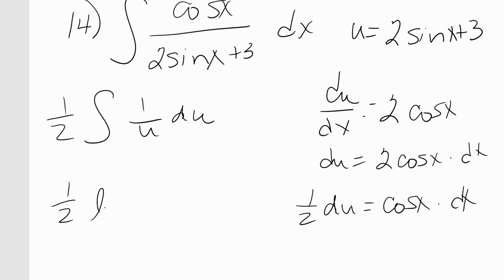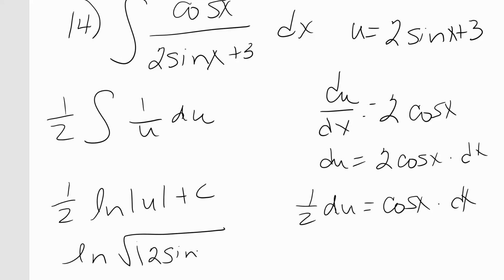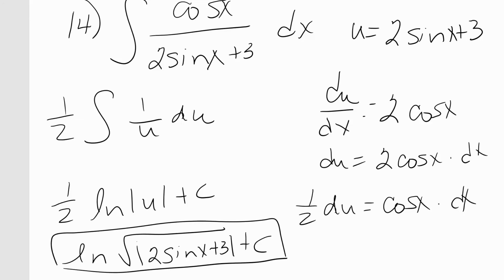So I get 1/2 the natural log of the absolute value of u plus c, which gives me the natural log of the square root, because it's 1/2, of the absolute value of u. Well, u is 2 sine x plus 3. All of that plus c. So that's what I'm looking for. I will do one more video for this section with doing a few more trig problems.